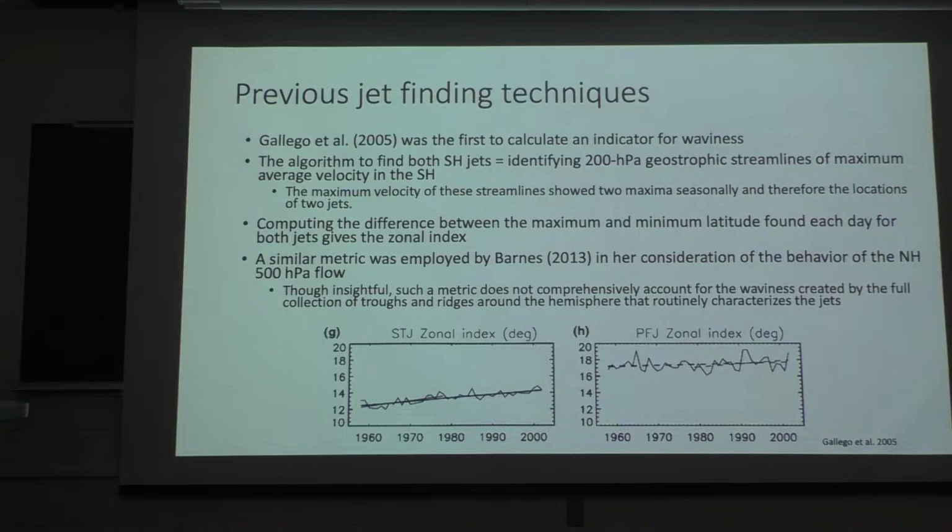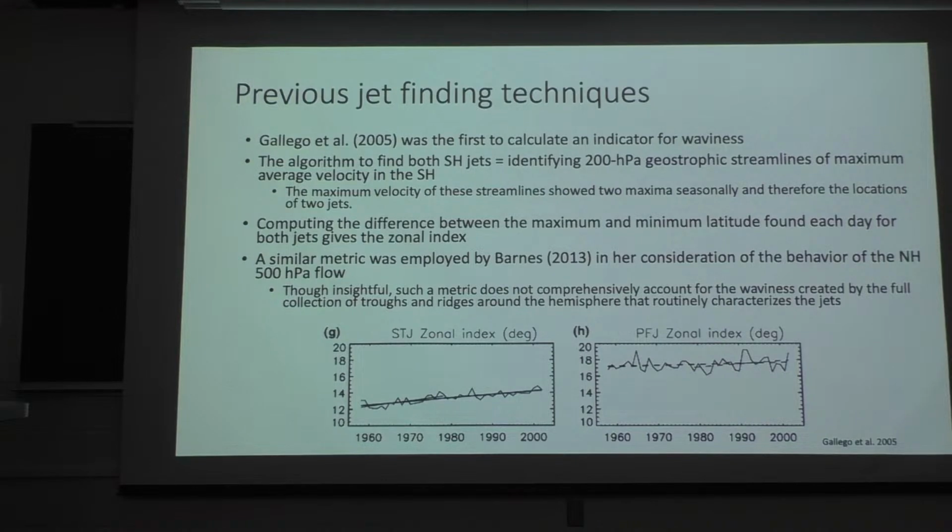There have been previous jet waviness findings, but only one that we could find from Gallego. And so his algorithm, in order to find where the jets are in the atmosphere, was to identify the 200 hectopascal geostrophic streamlines of maximum average velocity in the Southern Hemisphere. And the maximum velocity of these streamlines show that there were two maxima seasonally, and therefore two jets in the Southern Hemisphere, the two that we know, the subtropical and polar.